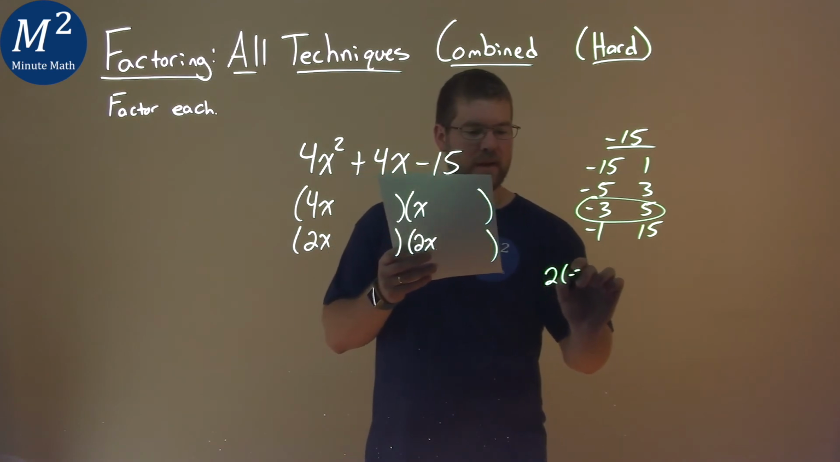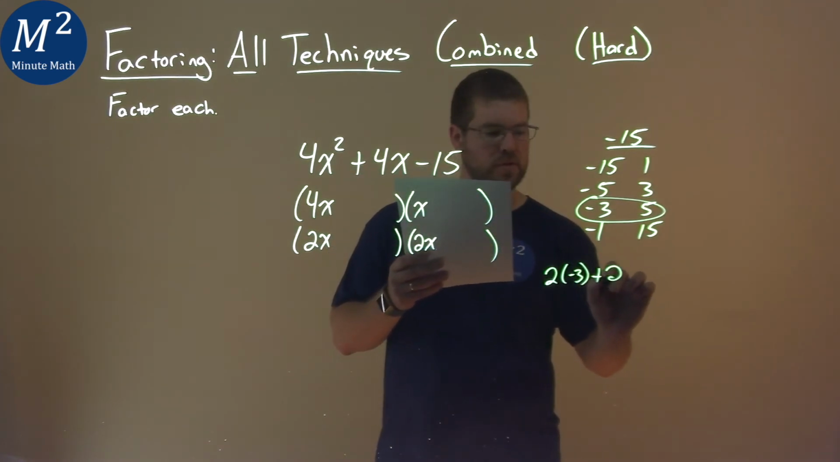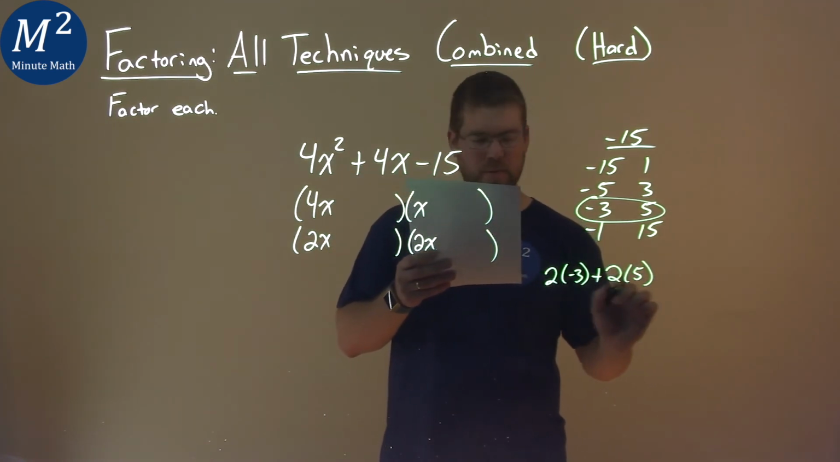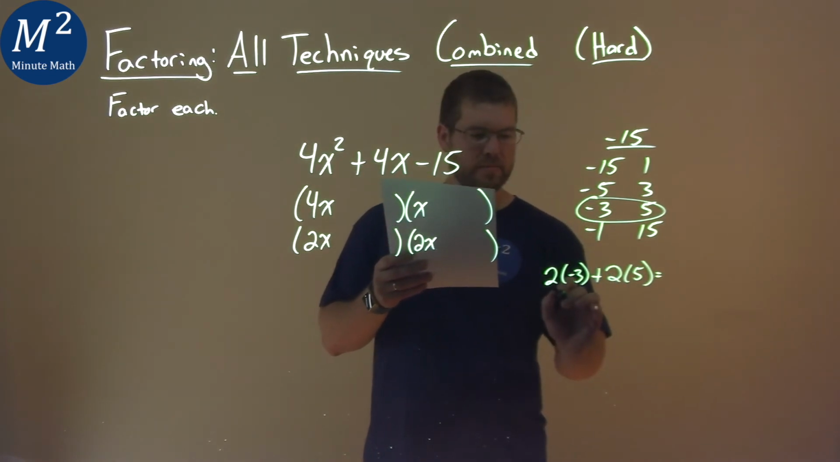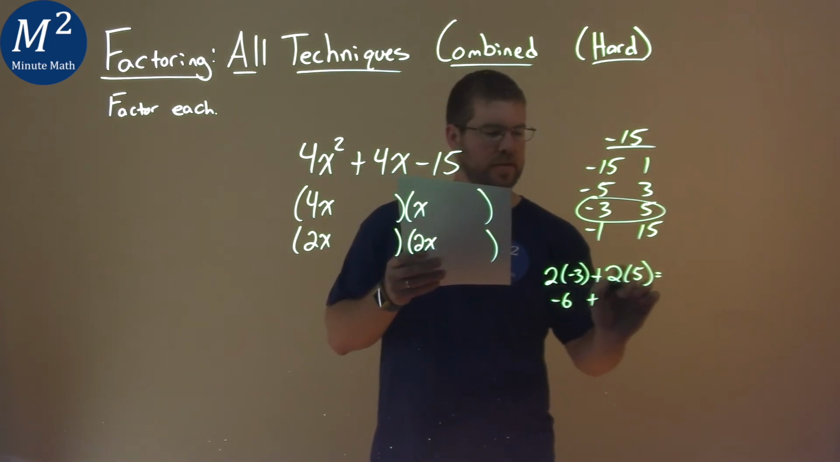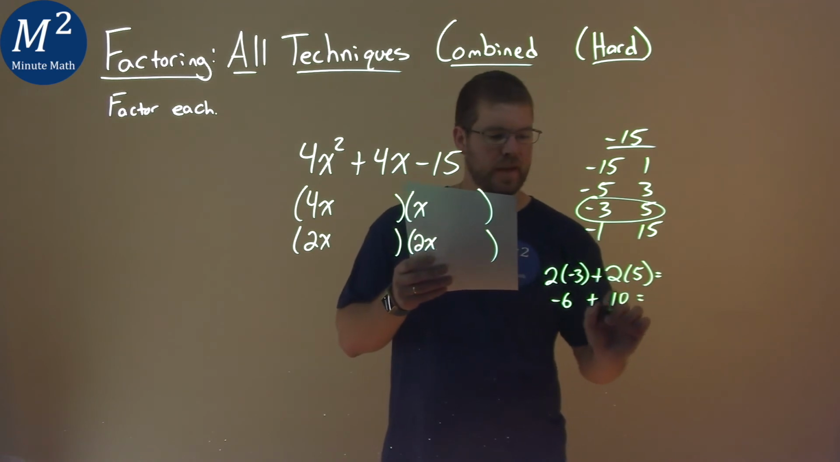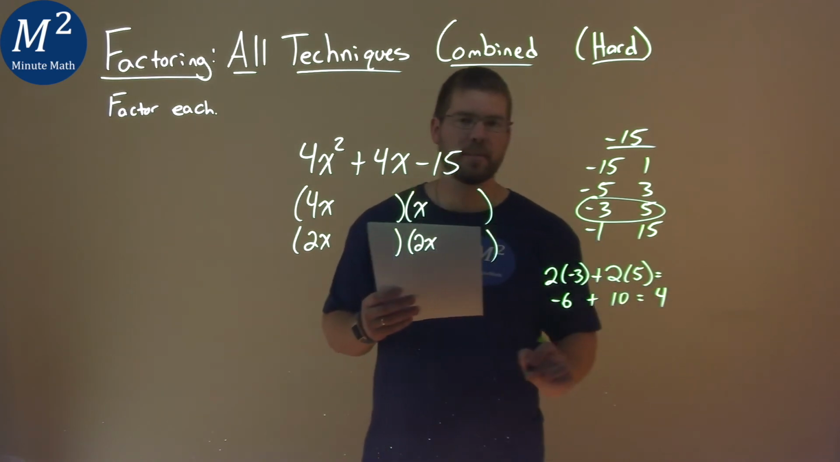2 times a negative 3 plus 2 times a positive 5, what does that equal? Well, that's 2 times negative 3 is negative 6, and 2 times 5 is 10. And that equals a positive 4.